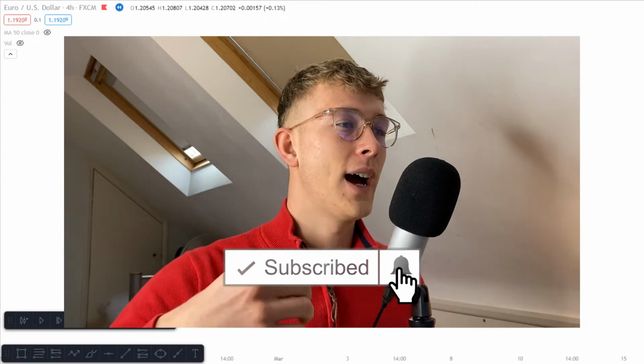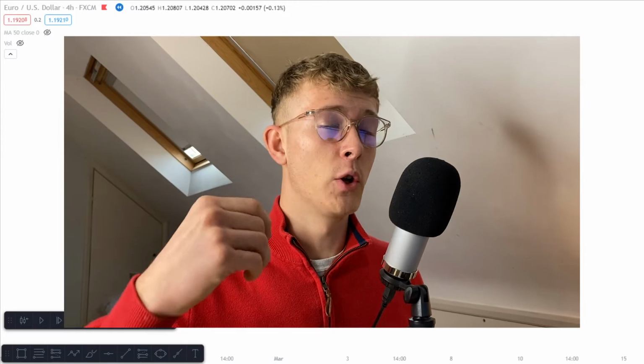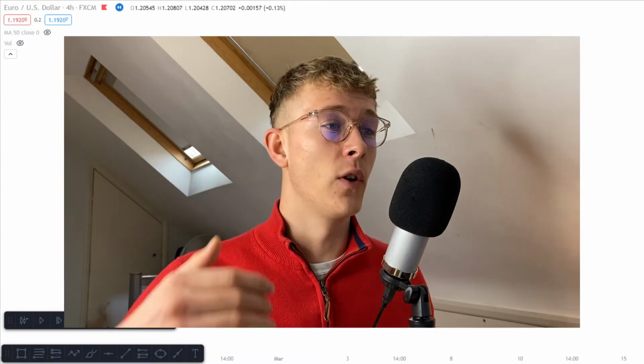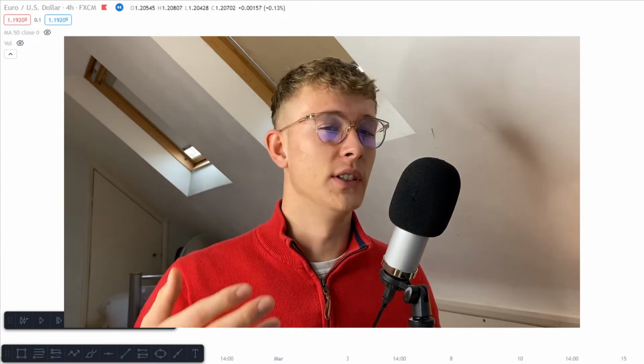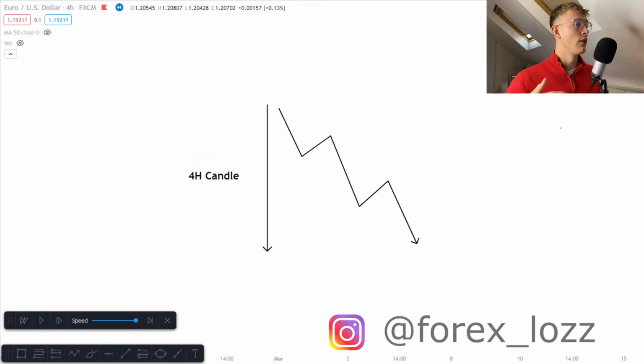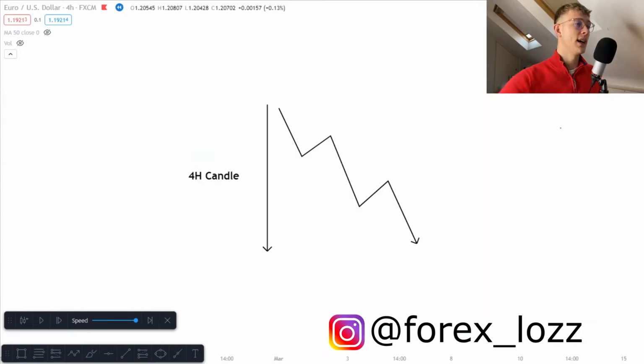Today we're going to be looking at how we can trade the 4-hour time frame by using the lower time frame to help us identify sniper entries or just entries in general. Okay, so take a look at this diagram, take a look at what I've drawn, right? What is it actually telling us?